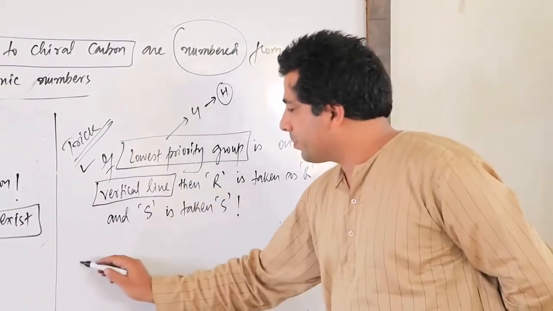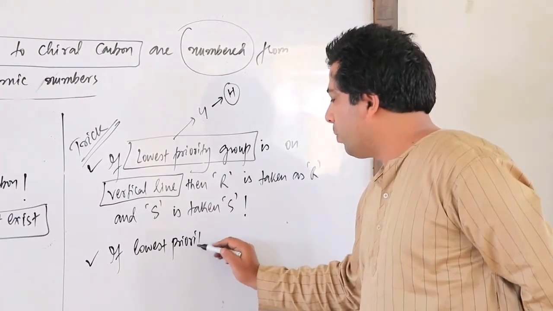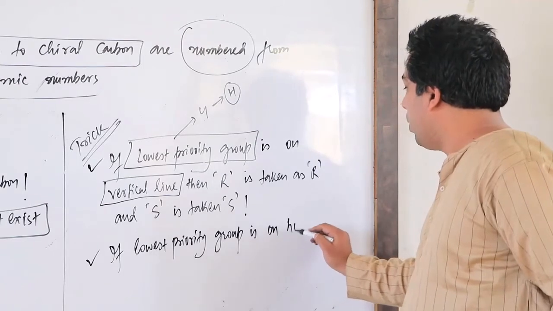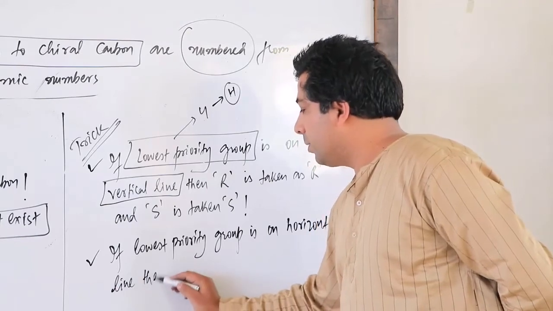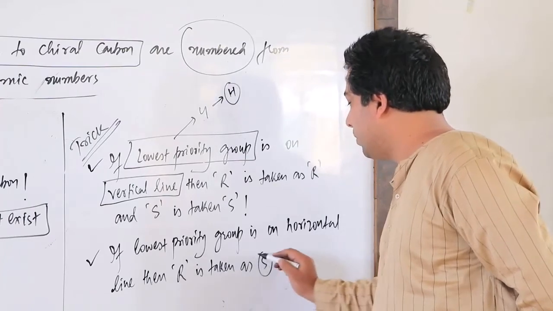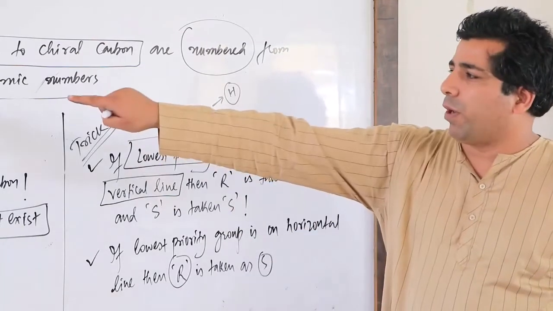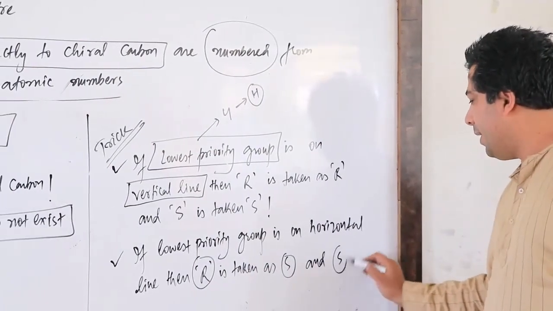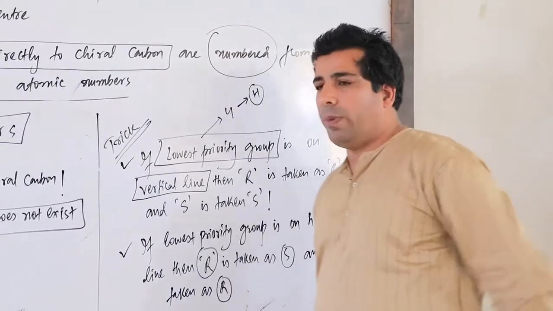Now second point, if the lowest priority, meaning fourth group, is on the horizontal line, then R is taken as S. What is the meaning of this, R is taken as S? If you get R rectus configuration by moving from 1 to 3, then R will become S, and S is taken as R. I hope, my dear friends, you have understood.